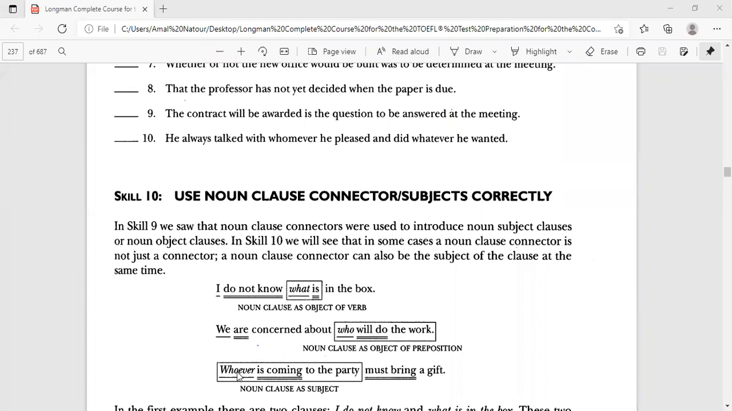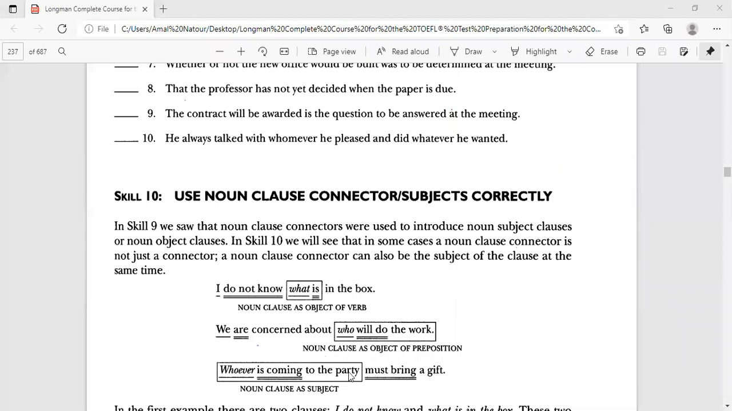Okay, if we look at the third example, there are two clauses also. Whoever is coming and must bring. Whoever is the subject of the verb is coming. And the noun clause whoever is coming to the party, all of it, is the subject for the verb must bring.